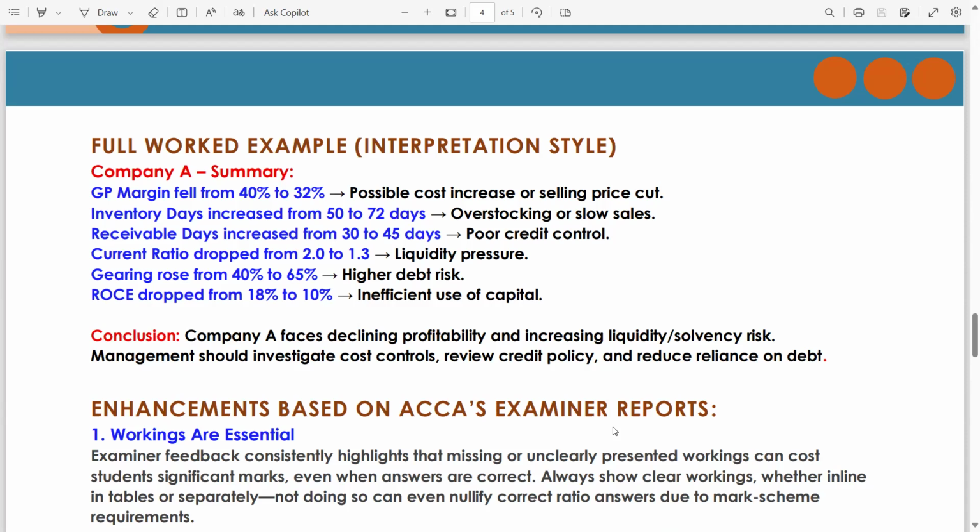Current ratio dropped from 2 to 1.3. What could be the possible reasons? It's all in the numerator and denominator. All the answers of the ratios are in the numerator and denominator. If there is something decreasing because of the numerator or because of the denominator, then your interpretation will revolve around that figure or that component. In the current ratio, we have current assets divided by current liability.